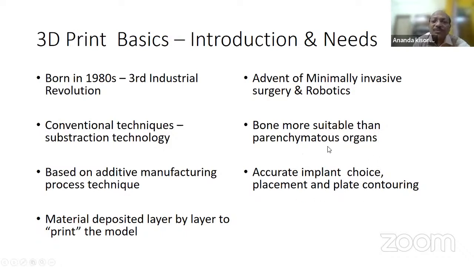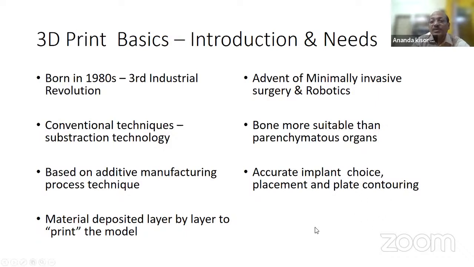Another important point is accurate implant choice. Sometimes the implant is required to be placed accurately. Sometimes an implant may be modified depending on the need of the patient, the fracture, or the patient's disease. In that case, the implant may be manufactured. A modular implant may be selected depending on this 3D printing technology, and in which side it is actually placed has to be selected with the help of this basic technology.